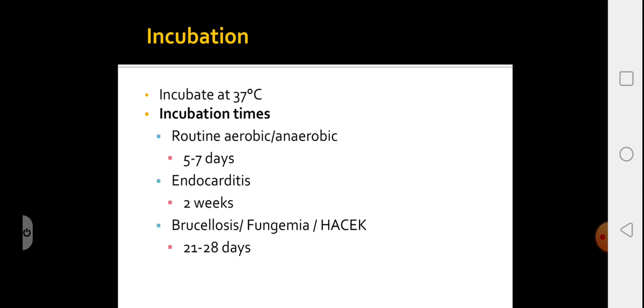Next, you have to incubate this blood culture bottle at 37 degrees centigrade, and routine incubation time is 48 hours. But for blood culture, it takes 5 to 7 days. And if it's endocarditis, you have to incubate for 2 weeks. And if it's something like fungi or HACEK group of organisms, you have to incubate for 21 to 28 days before you declare it as negative.